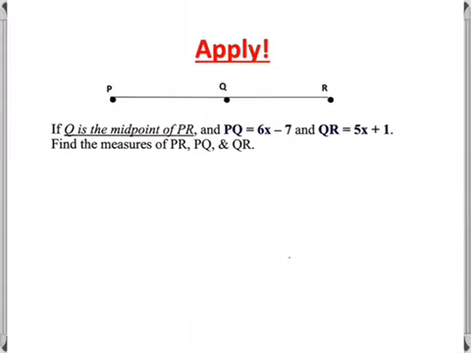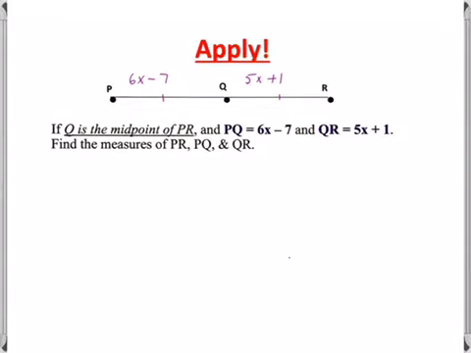So here, if Q is the midpoint of PR, right now we know that PQ is congruent to QR. In this case, we can use 1 dash or 2 dashes per side, but I'm going to use 1. So Q is the midpoint, making PQ equal to QR. And we know that PQ has the expression 6x minus 7, and QR is 5x plus 1. Find the measures of PR, PQ, and QR.